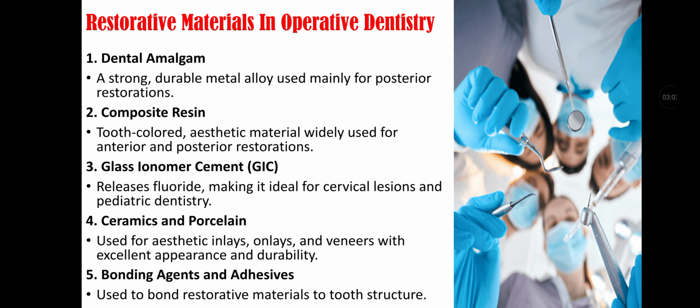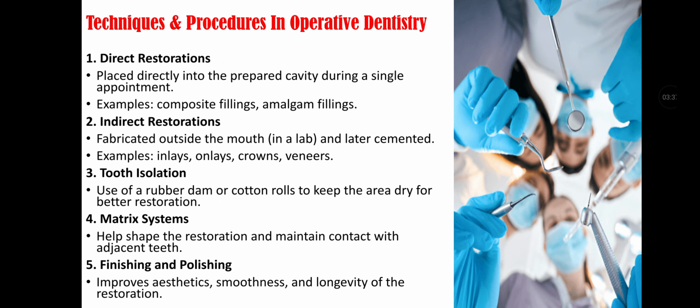Restorative materials in operative dentistry include dental amalgam, that is a strong durable metal alloy that is used mainly for posterior restoration. Second is composite resin, that is tooth color aesthetic material widely used for anterior and posterior restoration. Third is glass ionomer cement that releases fluoride, making it ideal for cervical lesions and pediatric dentistry. Fourth is ceramic and porcelain that are used for aesthetic inlays, onlays, and veneers with excellent appearance and durability. Fifth is bonding agents and adhesives that are used to bond restorative materials to tooth structure.